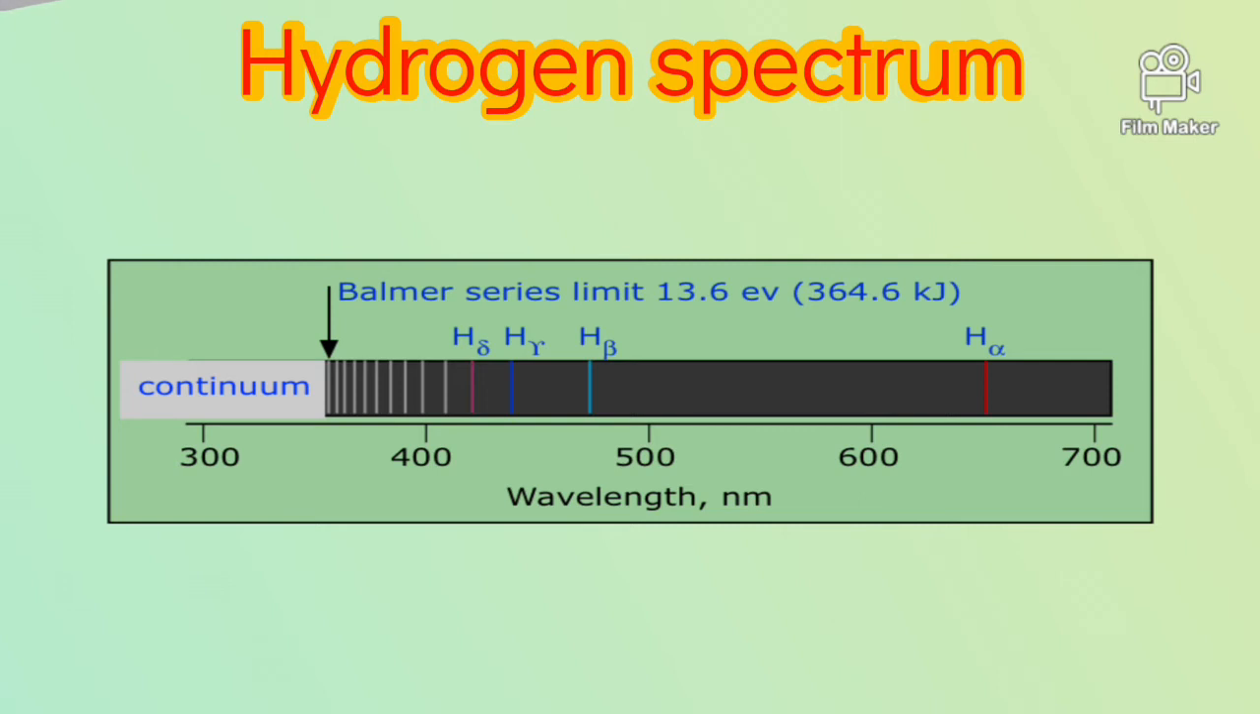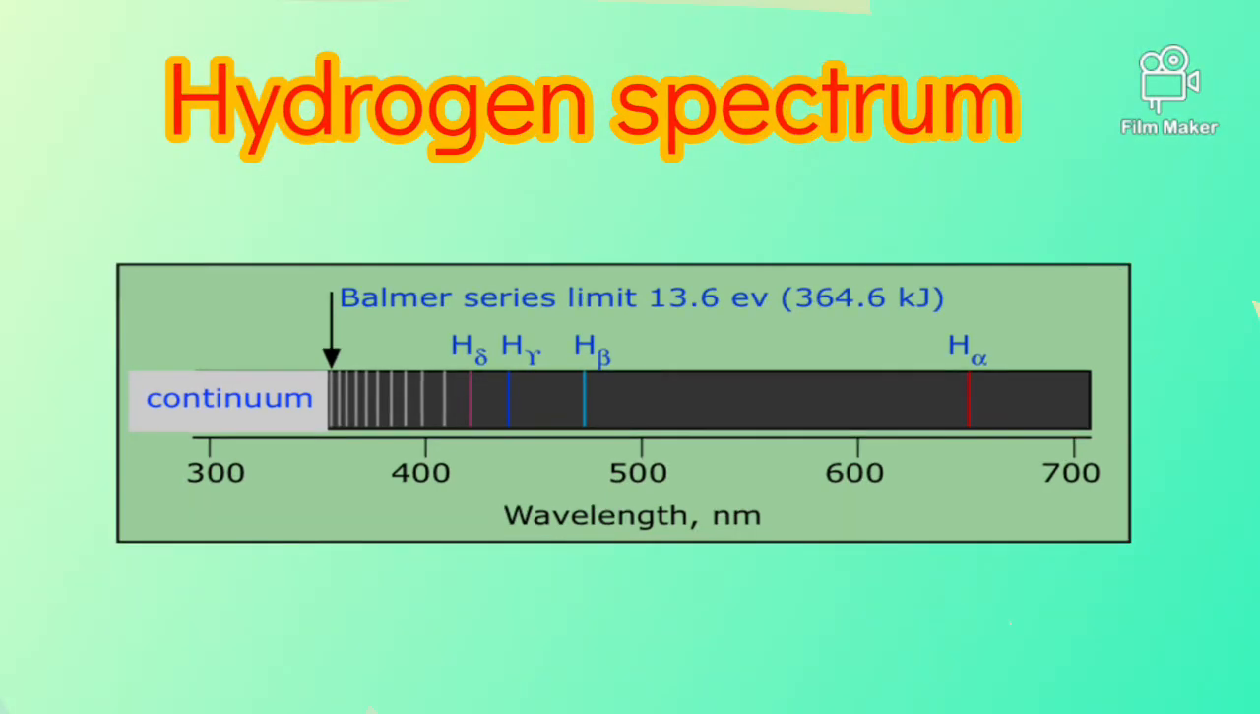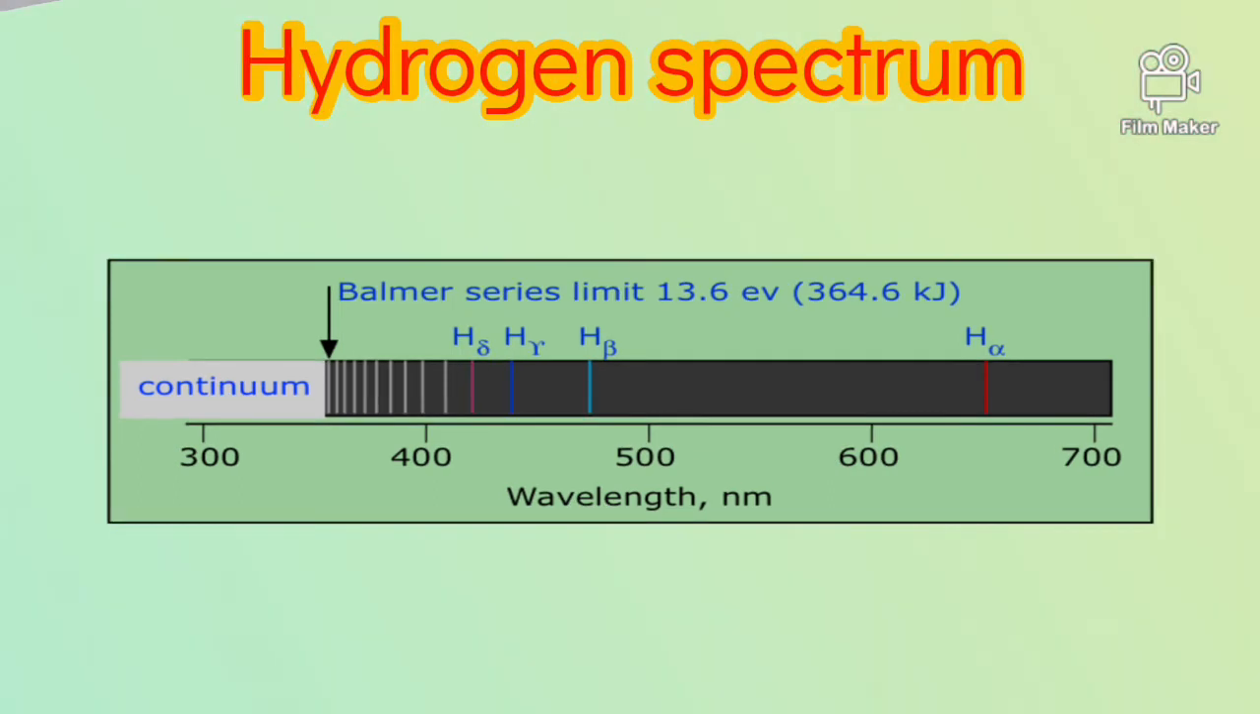The first line series is called the Lyman series. The Lyman series is in the ultraviolet region. It arises from the falling of electrons from high energy levels to the first energy level. What actually happens in the hydrogen spectrum? How is it generated?